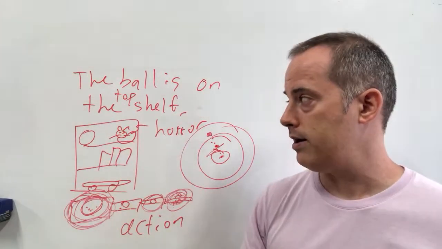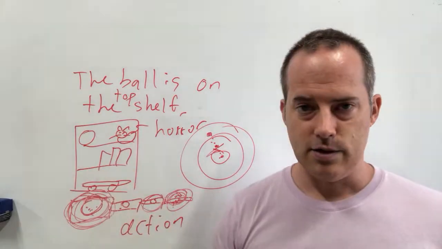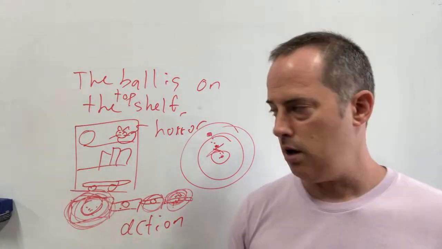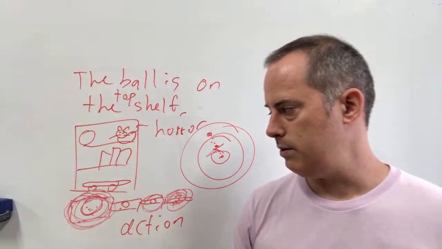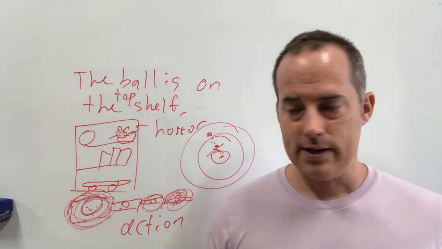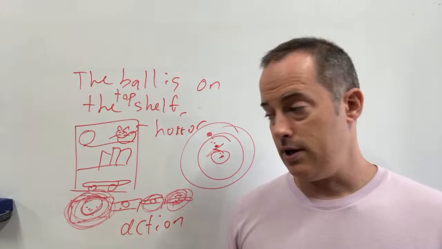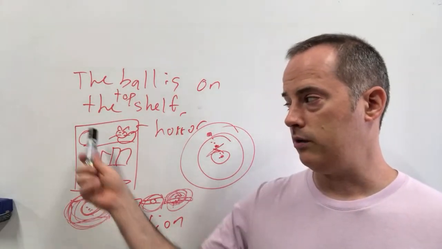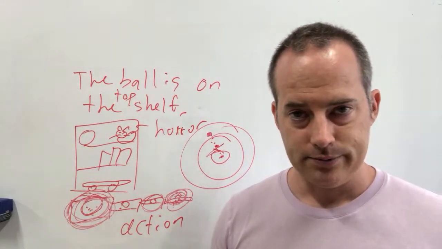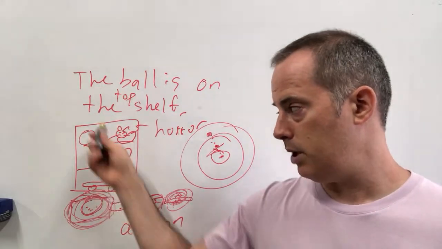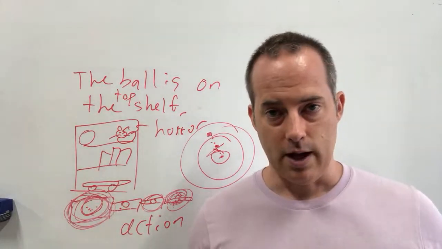The ball is on the top shelf next to the cat. Or I could say, oh, you see that shelf over there with the skateboard on it? The ball is above the skateboard. Okay, the ball is above the skateboard on the top shelf.